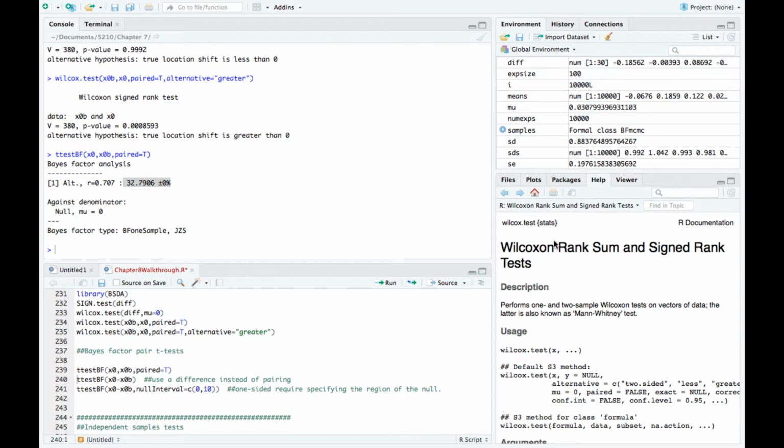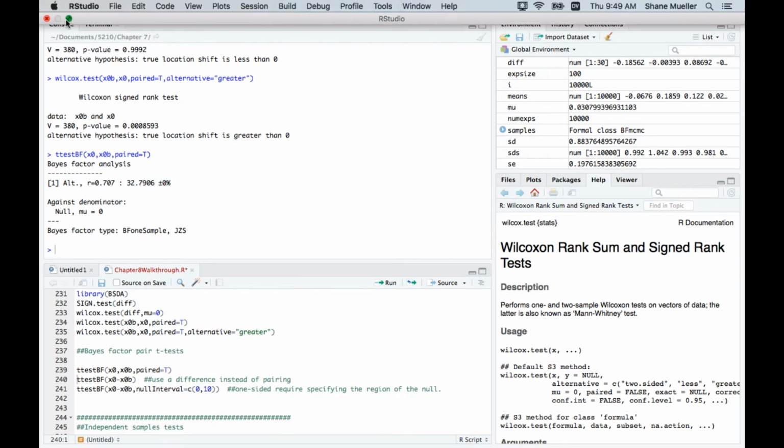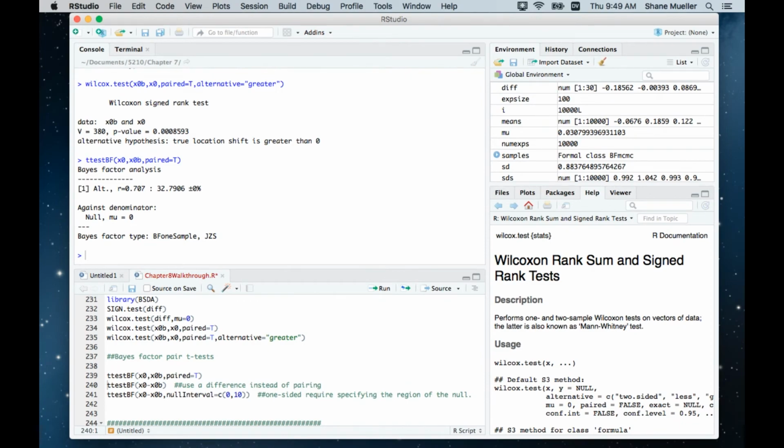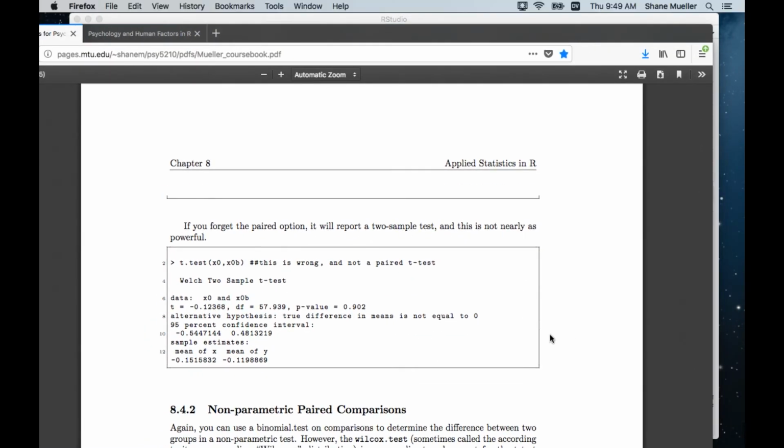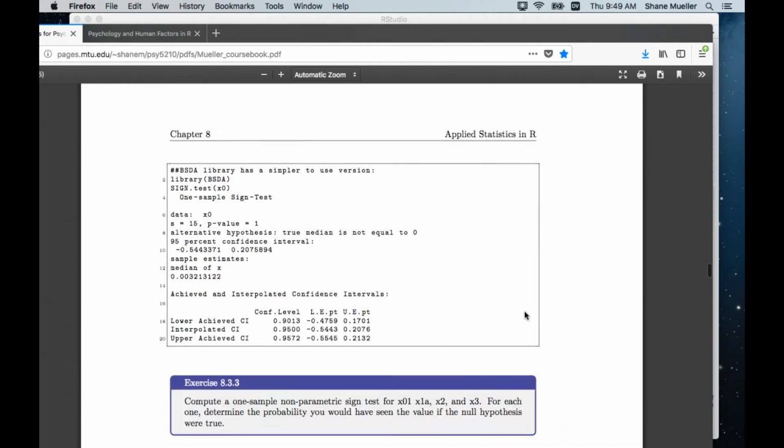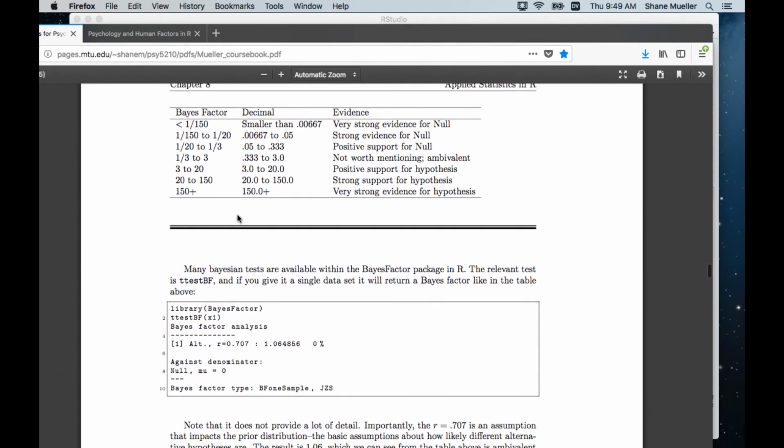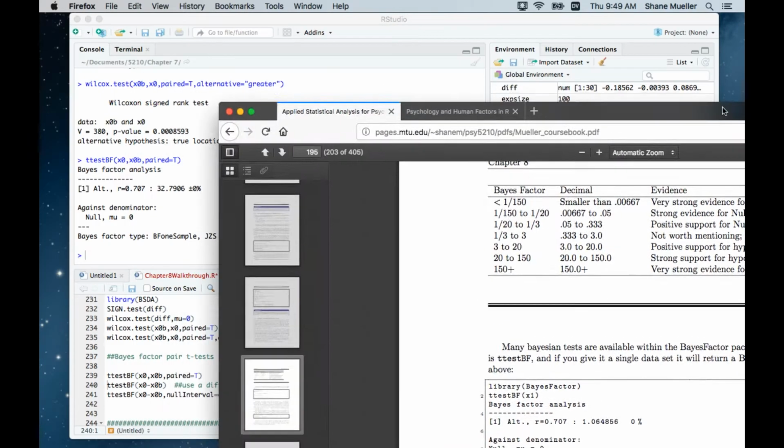If we, let's see, I've got to undo my full screen. And if we bring these tables back in, again, positive support for the null. Oh, I was confused. We're at 30, so we're in the strong support for the hypothesis zone. 30 is really strong.